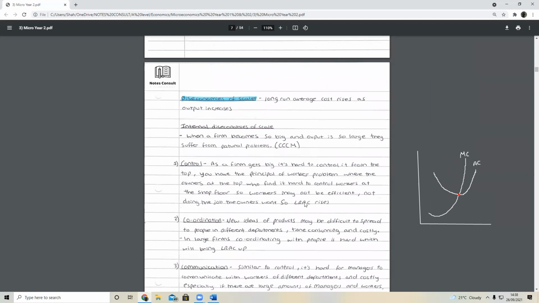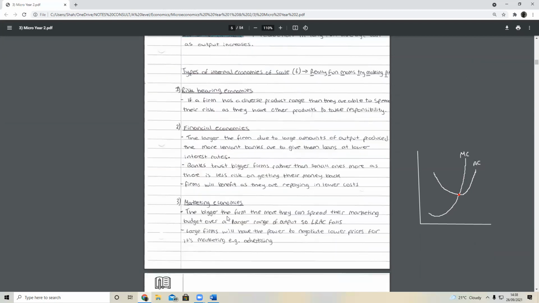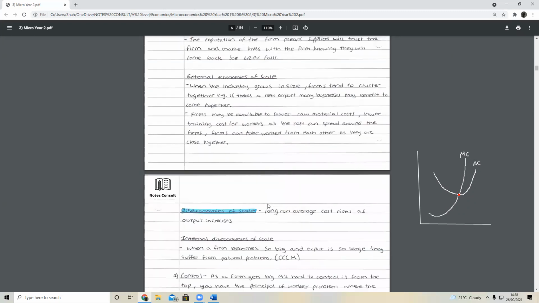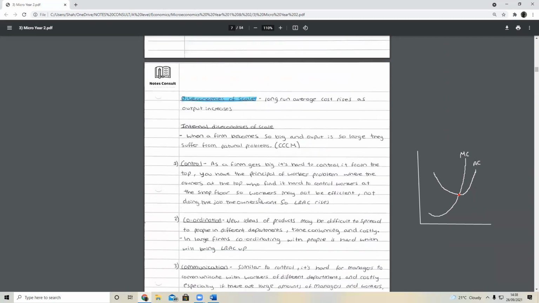Let's look at diseconomies of scale though. So this right part of the curve, why might it be that we have diseconomies of scale? Why is it that when we increase our output level at a certain point, our costs increase? And there's basically 4 reasons. We can have this CCCM here, to help us remember it.